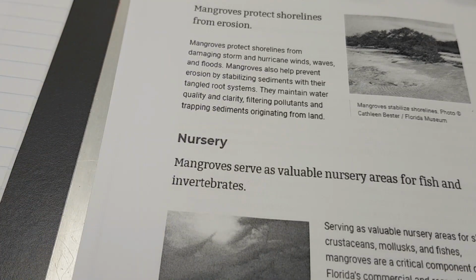Mangroves protect shorelines from damaging storm and hurricane winds, waves, and floods. Mangroves also help prevent erosion by stabilizing sediments with their tangled root systems. They maintain water quality and clarity, filtering pollutants and trapping sediments originating from land. All right, so that's a nice short paragraph there.